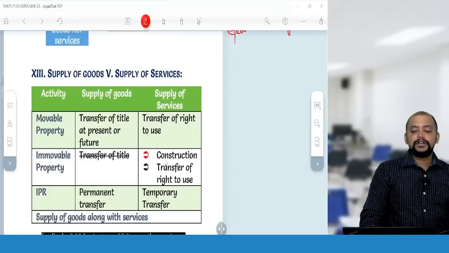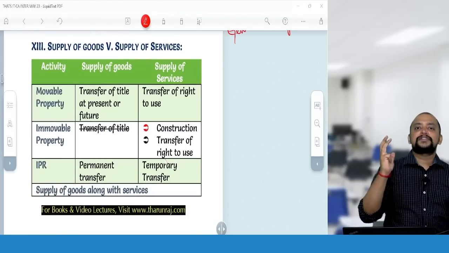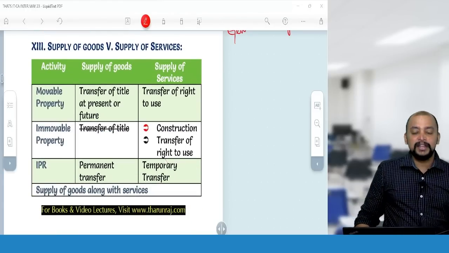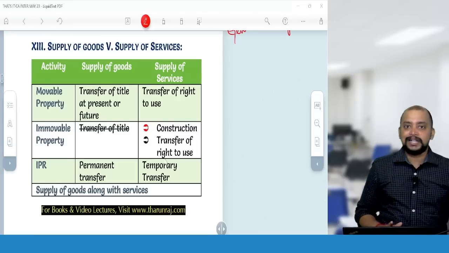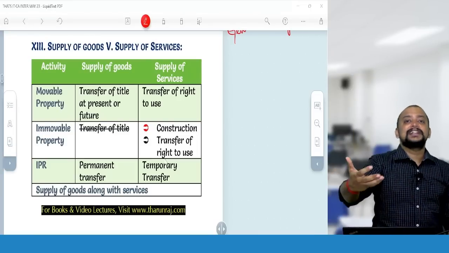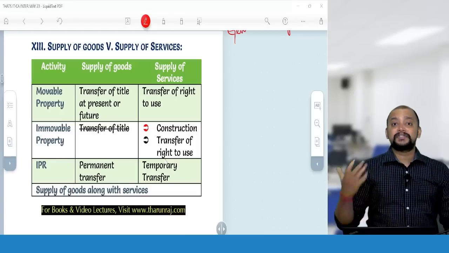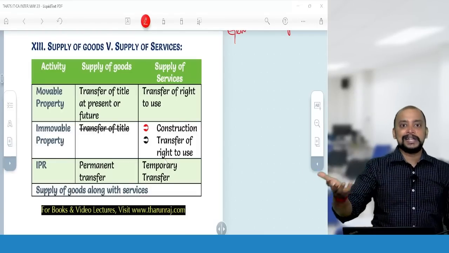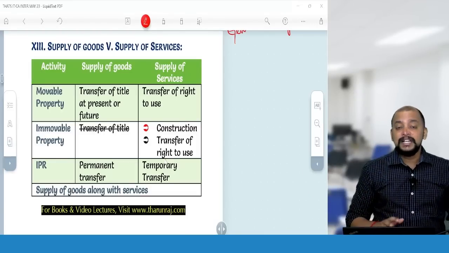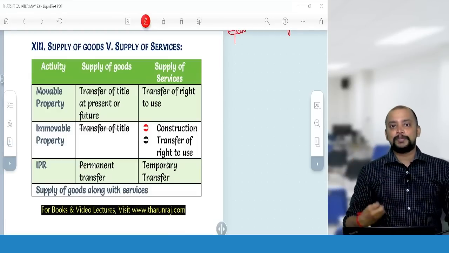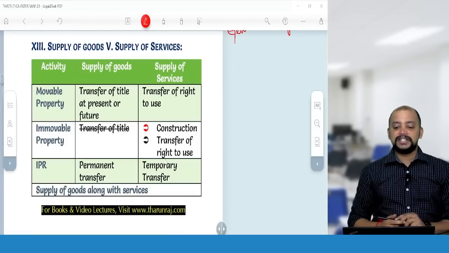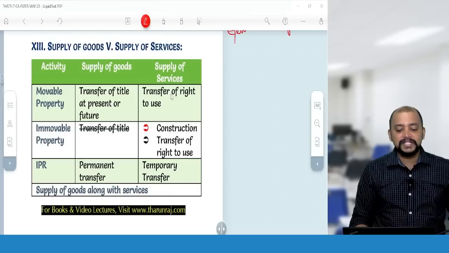Then after knowing what are all included in the meaning of supply and excluded from the meaning of supply, now the classification of supply will arise. Suppose if it is a movable property, and if there is a transfer of title in relation to movable property, the transfer of title can be at present or at a future date, then it will be treated as supply of goods. If there is no transfer of title, but there is a transfer of right to use that movable property, then whatever consideration that we receive will be coming under supply of services.